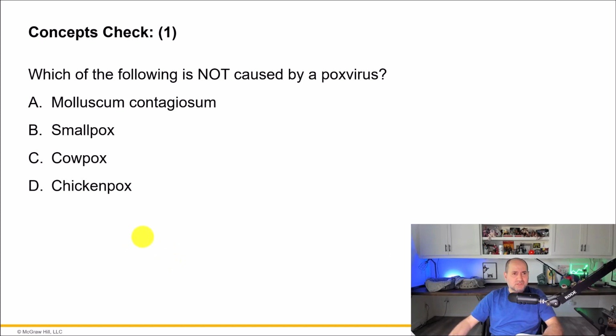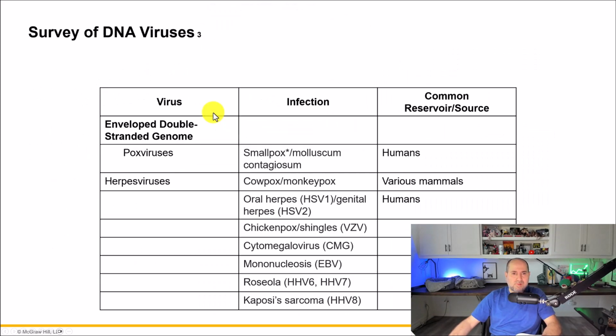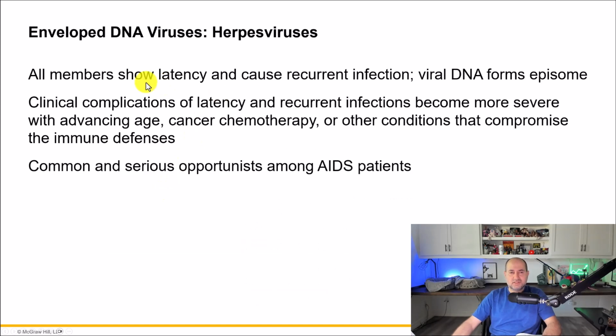I think I forgot to mention Molluscum contagiosum, but let's go back to this table here. And you can see that, yes, Molluscum contagiosum is a type of pox virus that affects humans. Chickenpox, on the other hand, if you notice, according to this table, chickenpox is not a pox virus, but a herpes virus, one of the herpes virus family. So speaking of the herpes virus family, let's talk about that next.